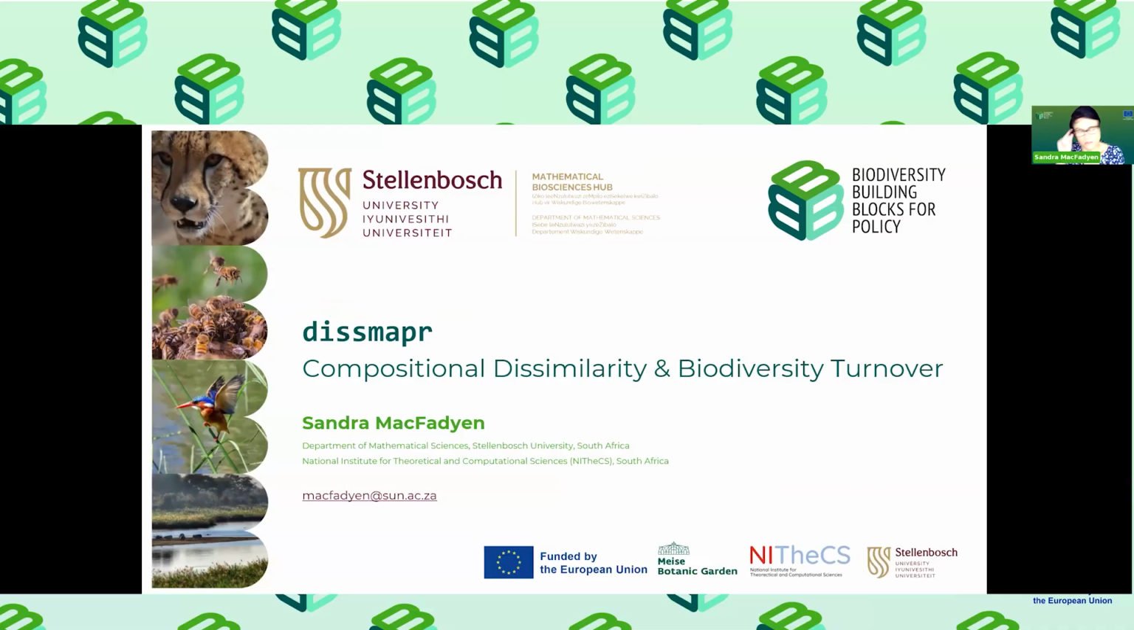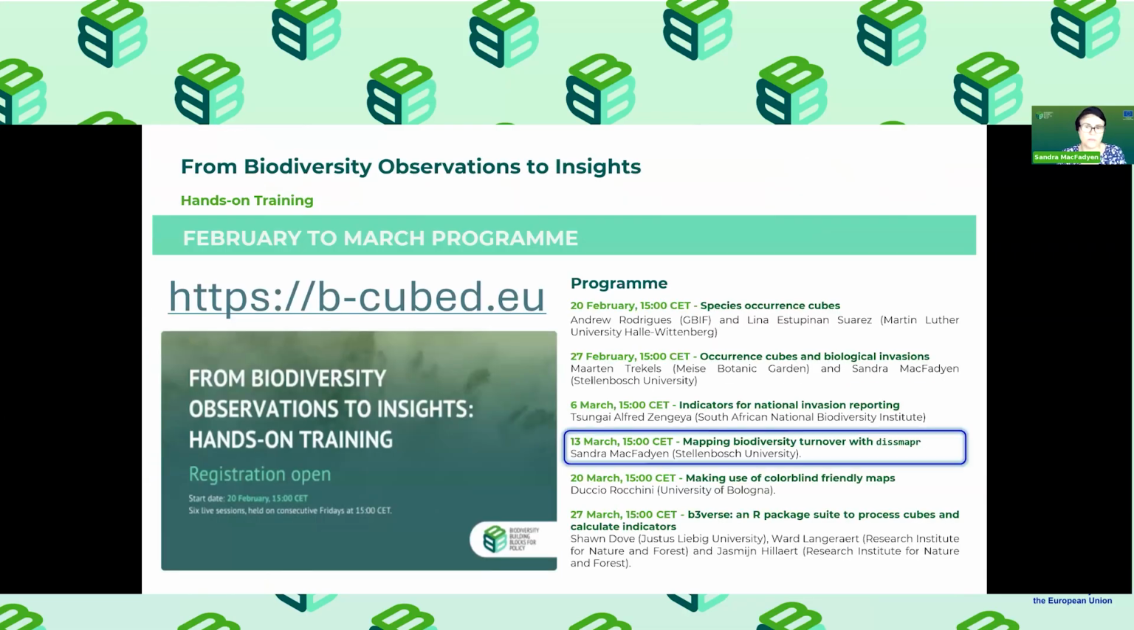All right. So as Christina has already mentioned, today I'm going to be taking you through a new package called dissmapr, which is an automated workflow for computing compositional dissimilarity and biodiversity turnover. And as she's mentioned, we're part of a few presentations that are given every Friday as part of the B-Cubed hands-on training.